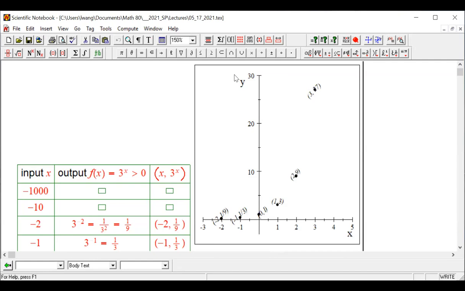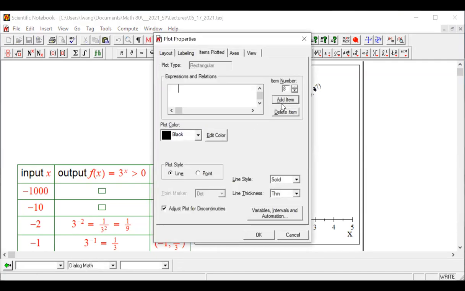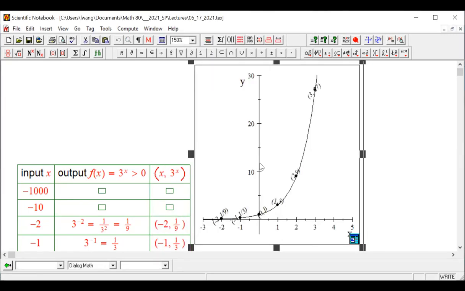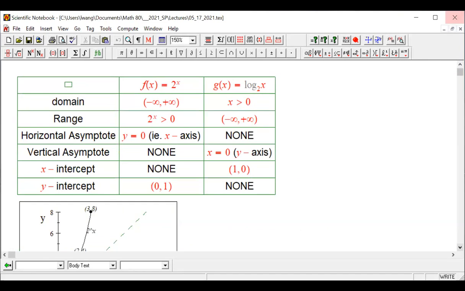Okay, so now let's connect the dots. It's 3 to the power x. Connect the dots. And that's the curve of 3 to the power x. That's pretty easy, right? And next, we're going to graph the other one.